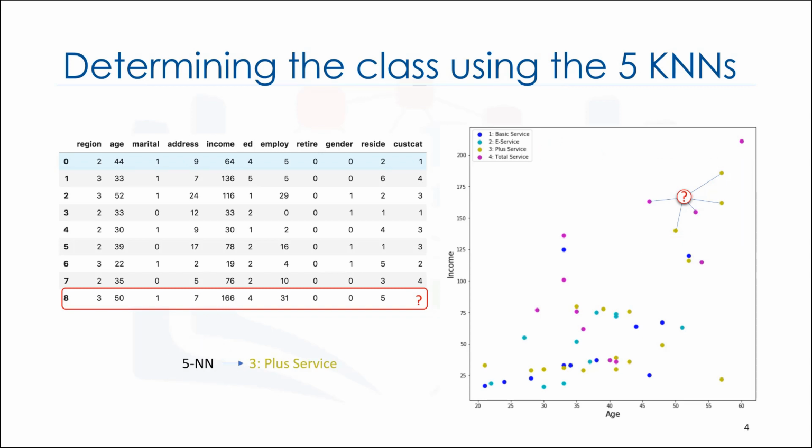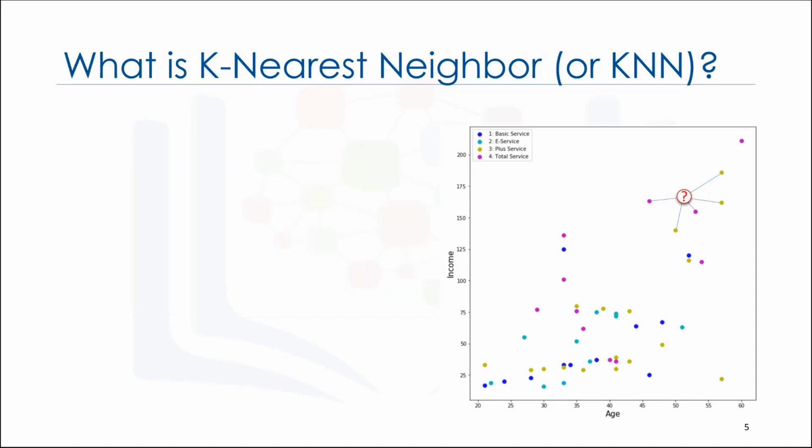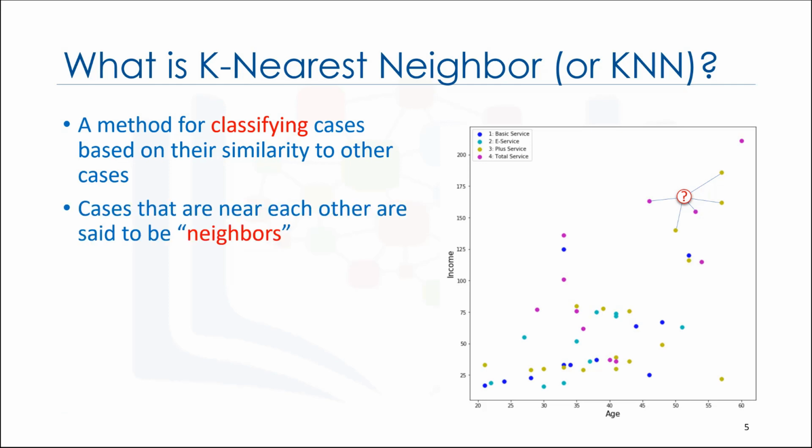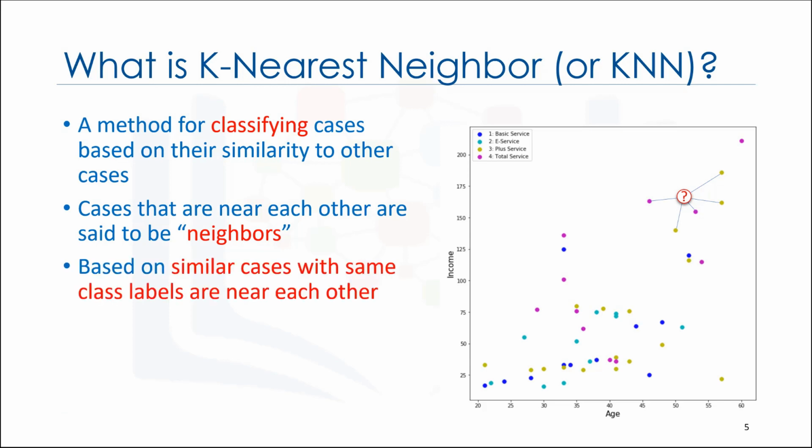Now, let's define the K-Nearest Neighbors. The K-Nearest Neighbors algorithm is a classification algorithm that takes a bunch of labeled points and uses them to learn how to label other points. This algorithm classifies cases based on their similarity to other cases. In K-Nearest Neighbors, data points that are near each other are said to be neighbors. K-Nearest Neighbors is based on this paradigm.